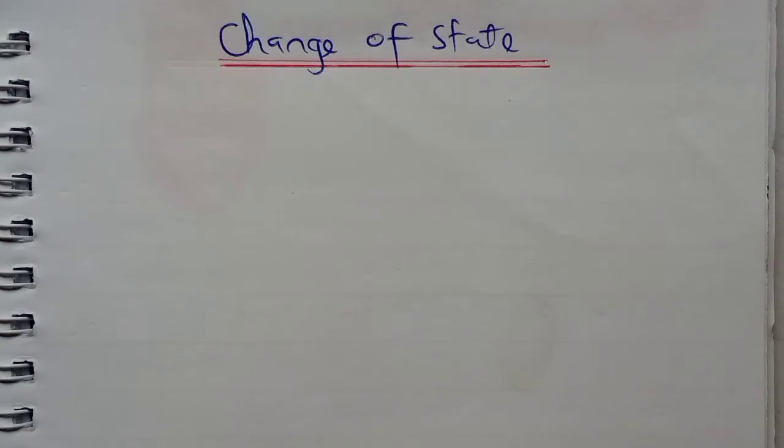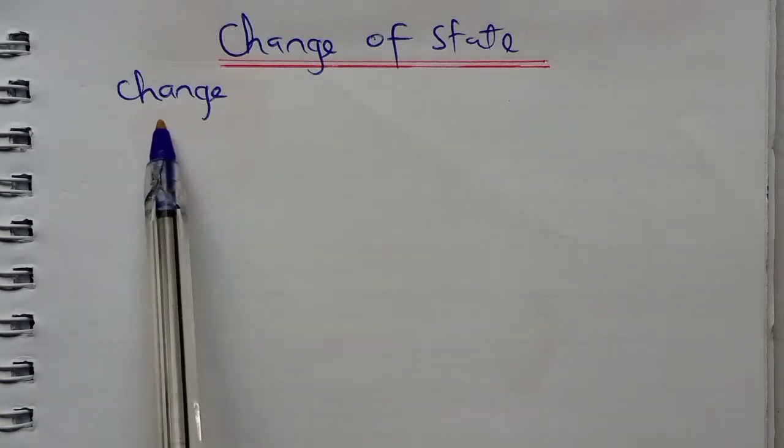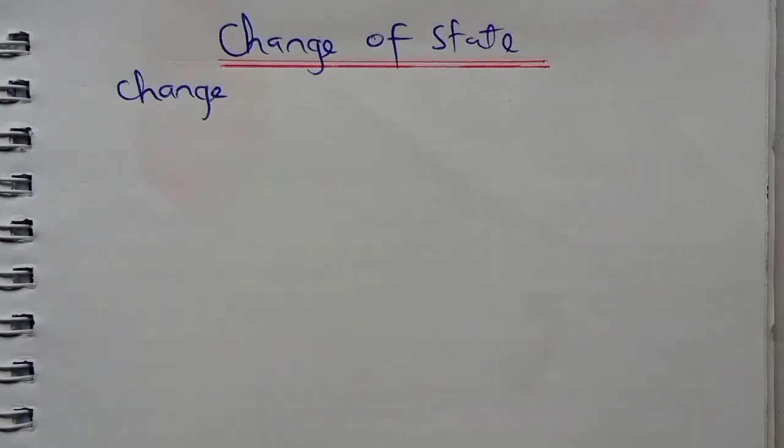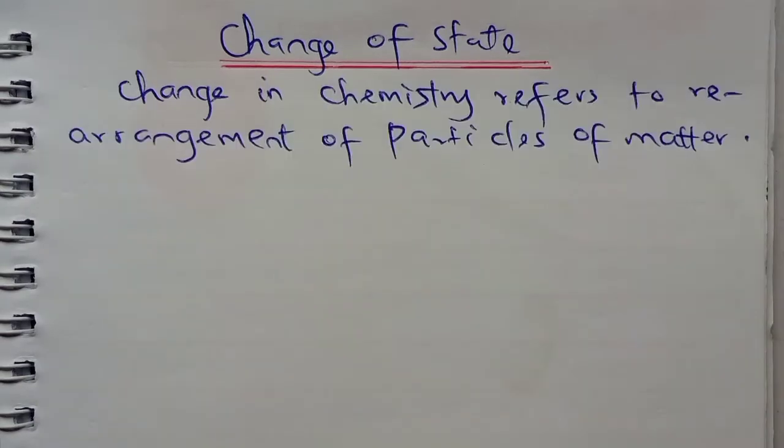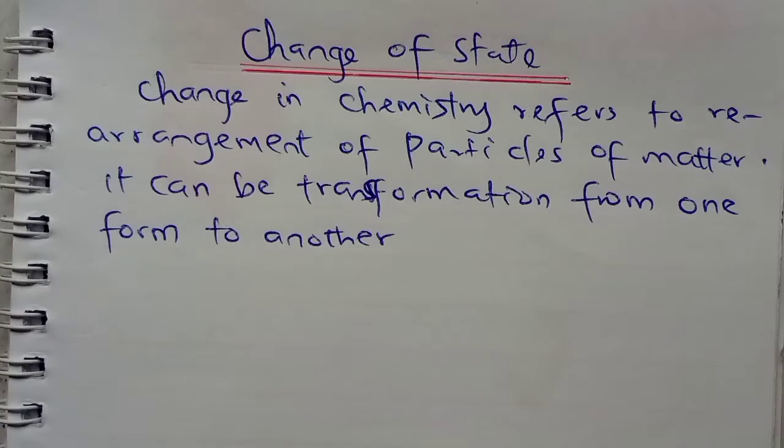Watch the screen very well. You will notice there is a change. Before, this word was not here; now it is there. I hope you got that. That is what we mean by change. Here I will define change in chemistry as rearrangement of particles of matter. It can be a transformation from one form to another.